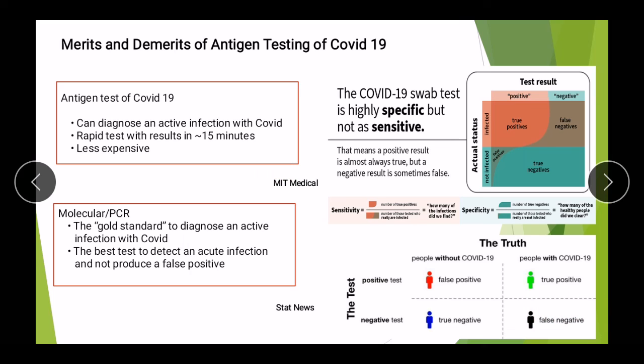In order to avoid this, molecular PCR is the gold standard to diagnose active infection with COVID, but it takes more than 24 hours, as molecular PCR depends on the mRNA, the genetic material, whereas the antigen test depends on the nucleocapsid protein antigen, the protein which surrounds the virus. Hence, the antigen test is the best and easiest way. But because of the major demerit of low sensitivity, molecular PCR is widely used for higher accuracy.